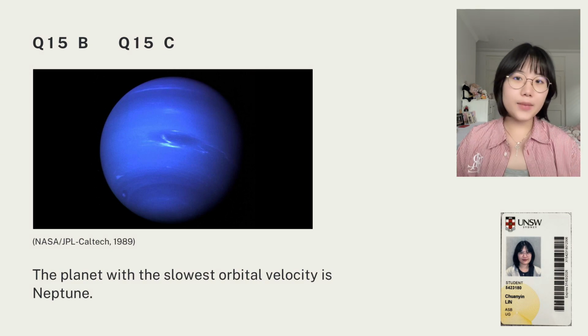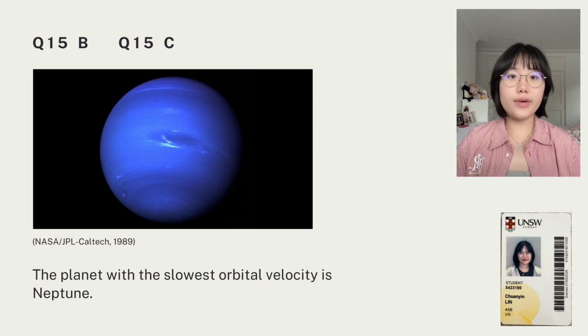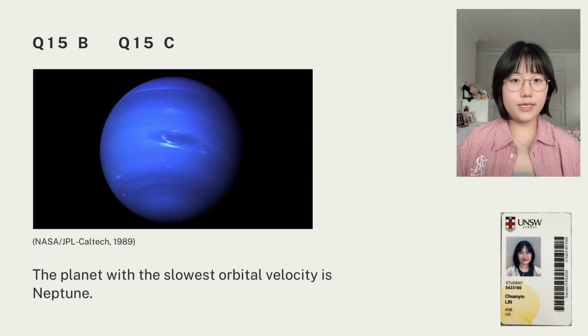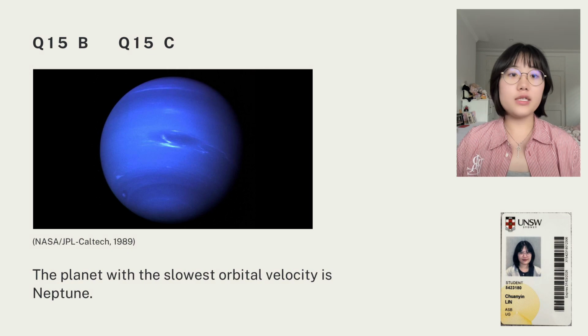For question 15b and c, the planet with the slowest orbital velocity is Neptune, and it's the furthest planet from the sun. Neptune has the largest orbital radius. It experiences a weaker gravitational pull from the sun. According to the orbital velocity formula, velocity decreases as the orbital radius increases. Kepler's third law also shows that a longer orbital period means a slower velocity. Therefore, Neptune moves the slowest among all the planets in the solar system.